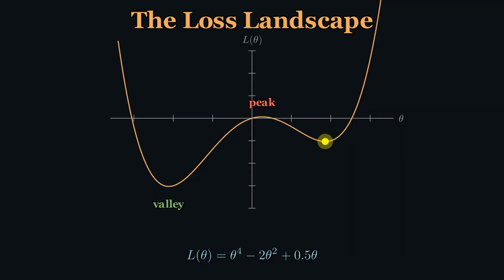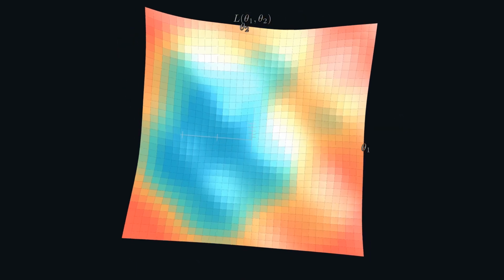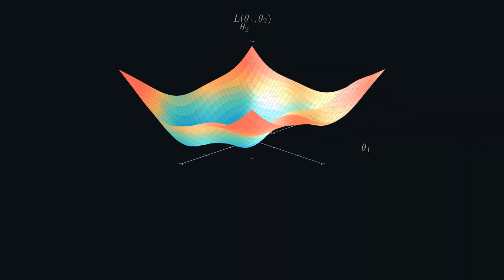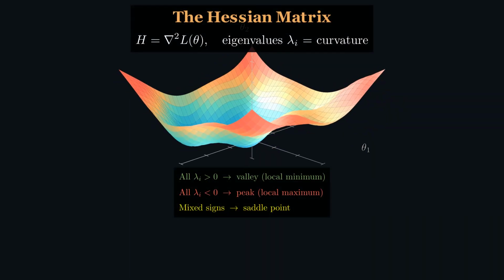But real neural networks have millions of parameters. Even with just two, we get a three-dimensional surface. What was a curve becomes a landscape. The key to understanding this shape is the Hessian matrix, the matrix of second derivatives. Its eigenvalues tell us the curvature in each direction.